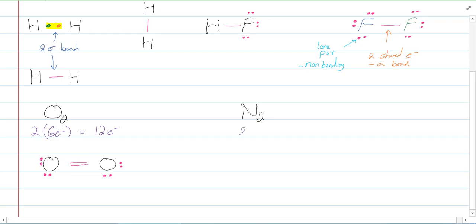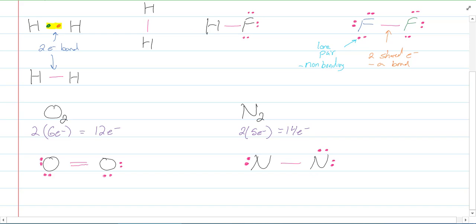Nitrogen. 2 nitrogens each have 5 valence electrons. That gives us 14 electrons. 2 nitrogens, N and N, bond 2, 4, 6, 8, 10.